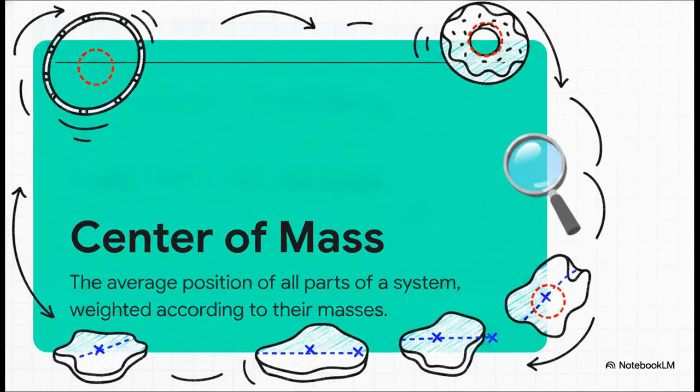And what's really fascinating here is that this point doesn't even have to be located inside the physical material of the object itself. Just picture a hula hoop or a donut. The center of mass is floating right there in the empty middle. It's a totally abstract mathematical point, yet the entire object dynamically behaves as if all its weight is sitting right exactly there.